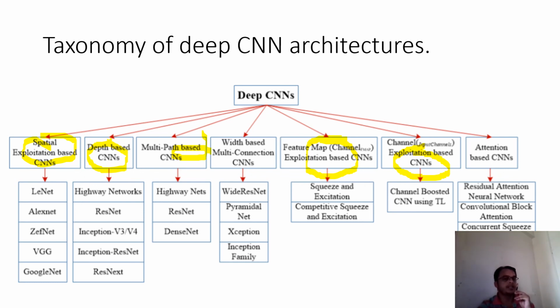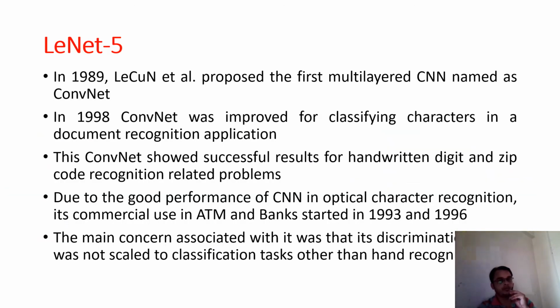LeNet, AlexNet, these are some of the networks extracted from the spatial domain. Spatial stands for what? Parameter or value based networks. Okay, so now we are interested to know about LeNet and AlexNet. Those are the most important first networks developed on the CNN. Okay, CNN based network, LeNet.